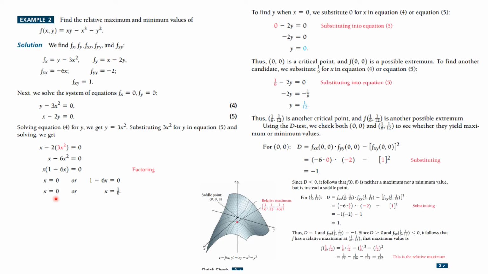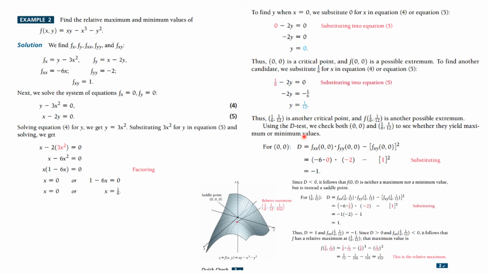So you see I have two possibilities here. Now when x is equal to 0, I substitute back into this equation. I find out that y is equal to 0. So 0, 0 is a critical point, and f of 0, 0 is a possible extremum. To find another candidate, we substitute 1/6 for x in equation 4 over here, and we solve, and we get y is equal to 1 over 12. So 1/6, 1/12 is another critical point, and this is another possible extremum.